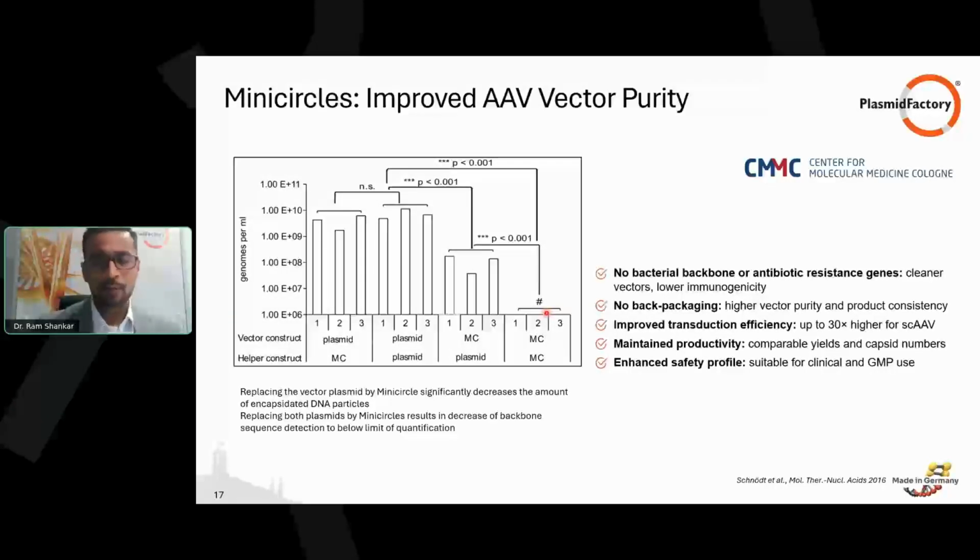In case of self-complementary AAV, one has to note that they actually found also an increased transduction efficiency. This was as high as 30-fold while using self-complementary AAV. So you could keep your vector genome titers because you're producing the same, because you're giving the same number of molecules on a molar basis. So you can keep your vector genome titer, but you can tremendously increase your vector genome purity.